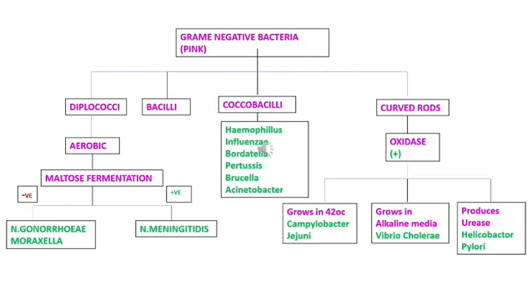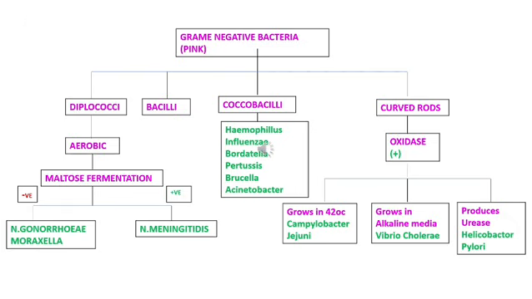We differentiate Neisseria gonorrhoeae and Neisseria meningitidis using maltose fermentation. If maltose fermentation is positive, then it is Neisseria meningitidis. If the maltose fermentation is negative, then it could be Neisseria gonorrhoeae or Moraxella. That's all about Diplococci. Now let's move to Coccobacilli, the second group.